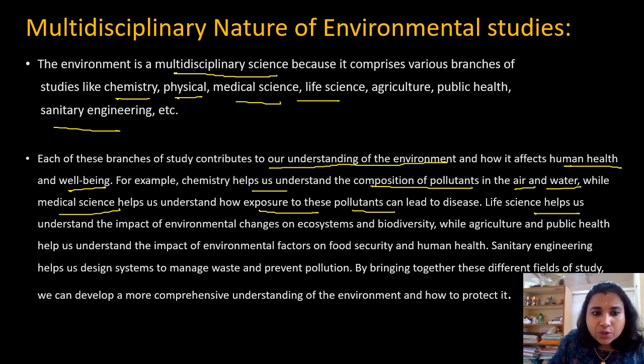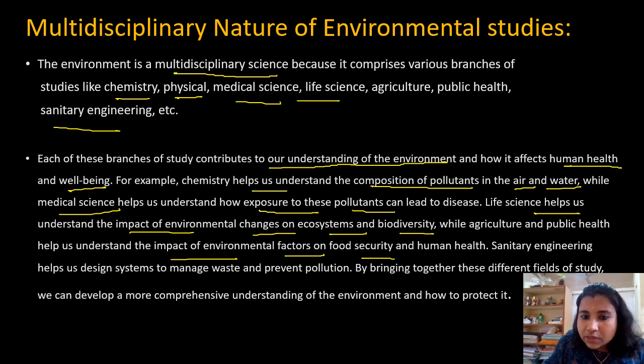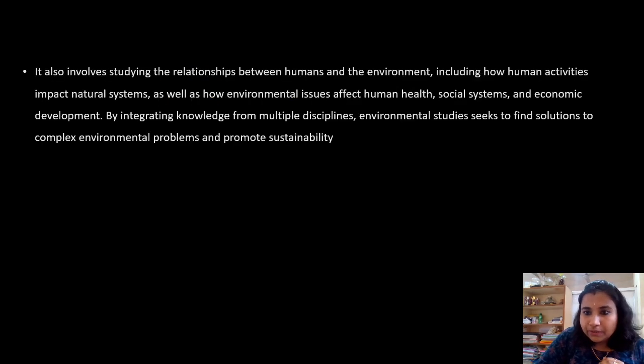Life sciences help us to understand the impact of environmental changes on ecosystem and biodiversity, while agriculture and public health help us understand the impact of environmental factors on food security and human health. Sanitary engineering helps us design systems to manage waste and prevent pollution. By bringing together these fields of study, we can develop a more comprehensive understanding of the environment and how to protect it. So because of this, we call the environment multidisciplinary in nature. It also involves, yes, this is one more example.